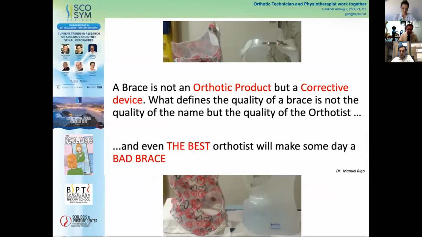A brace is not an orthotic product, but it's a corrective device. What defines the quality of a brace is not the quality of the name, but the quality of the orthotics. It is very important. And sometimes, of course, even the best orthotics will make a bad brace someday, because all of us are human and we can do something wrong.